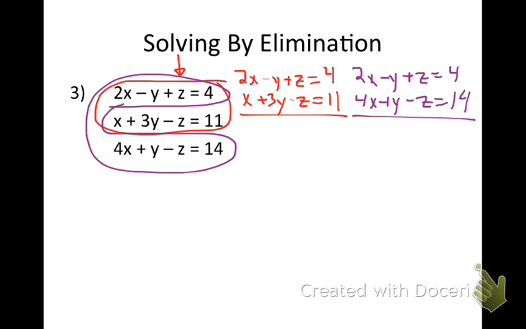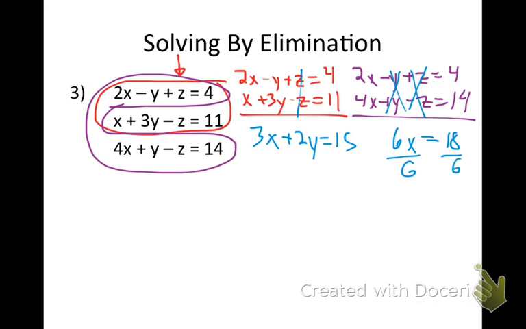So when I eliminate down here, I eliminate z's, I get 3x plus 2y equals 15. Now the other one, when I went to eliminate z's, I actually eliminate y's too. I get 6x equals 18. Does everybody see why that makes it an easier problem? The y's and z's both eliminated. Right away now, I can solve for x. I get x equals 3.